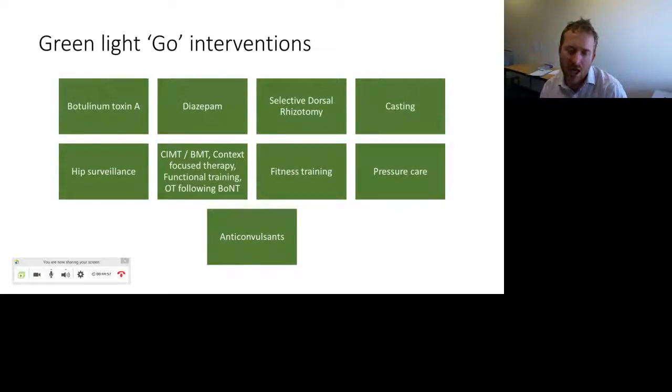These include botulinum toxin, hip surveillance that we just mentioned, the use of diazepam, selective dorsal rhizotomy, casting, pressure areas, fitness training, and constraint-induced movement therapy and bimanual therapy, the two major modes of improving manual function in the context of hemiplegia. Also anticonvulsants for the treatment of epilepsy.